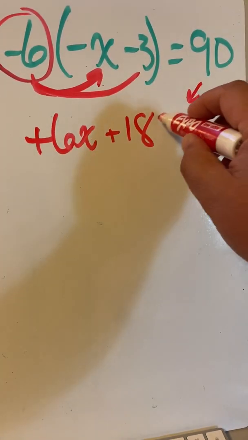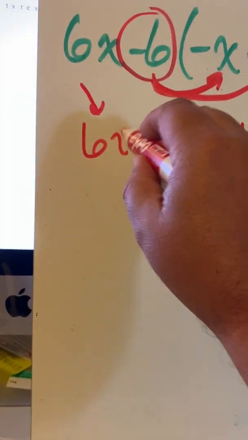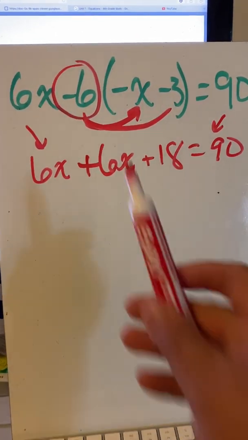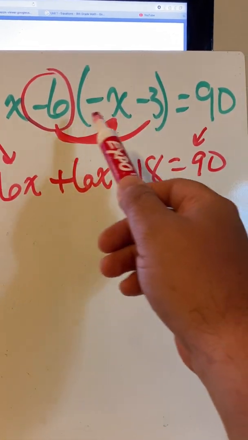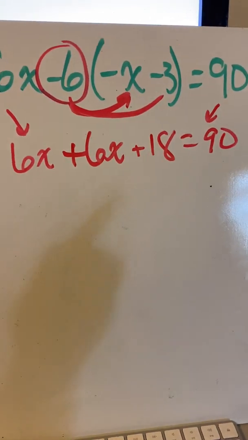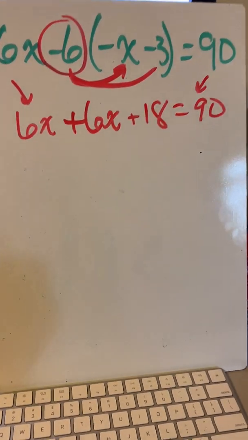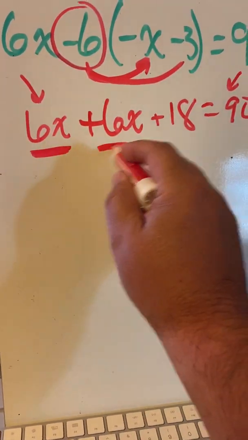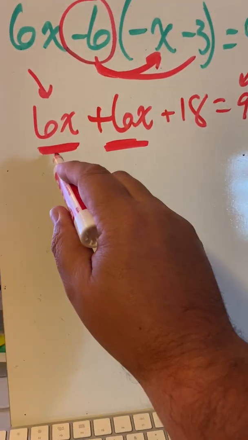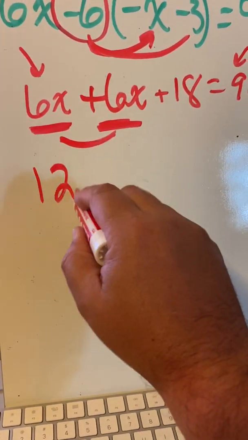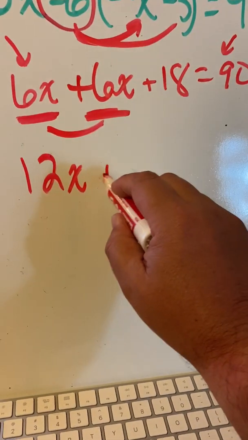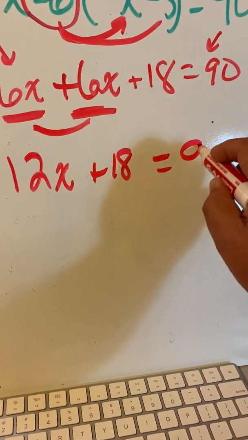Bring down the 90 equals 90. Bring down the 6x. And if you look at what I've done, by distributing the negative 6 throughout the parentheses, we've essentially gotten rid of all the negative signs, and we can combine like terms. The two like terms are the two 6x's. 6x and 6x make 12x. Bring down the plus 18, and it equals 90.